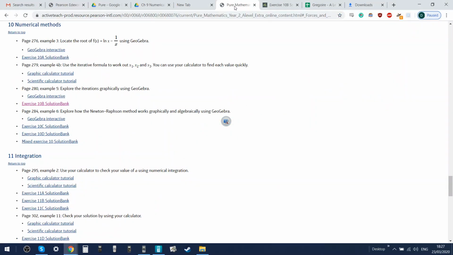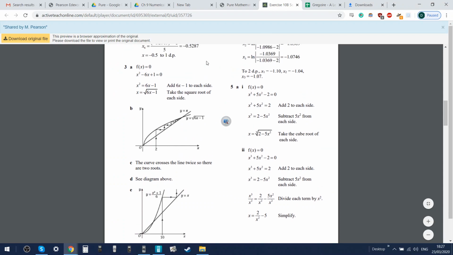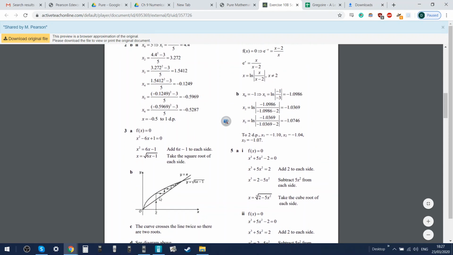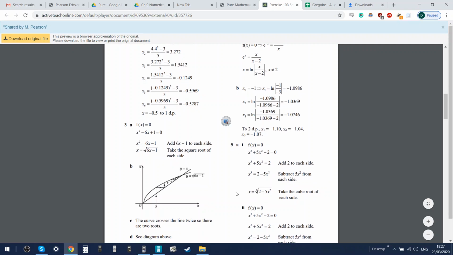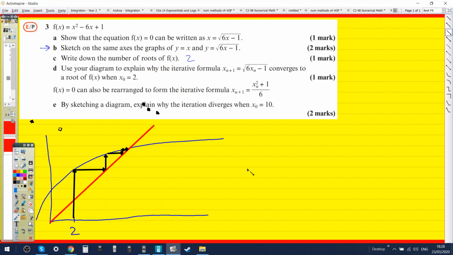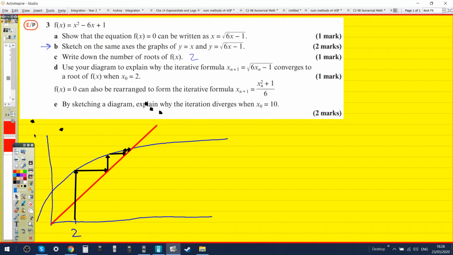You can see there, curve, line, and see the diagram above. So that is the actual answer. I saw the diagram for the next question, but actually no, we'll cover it maybe once.